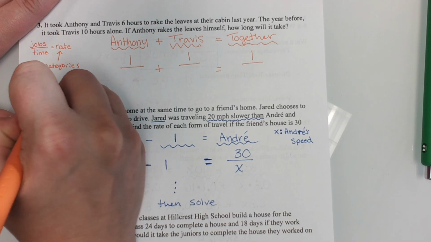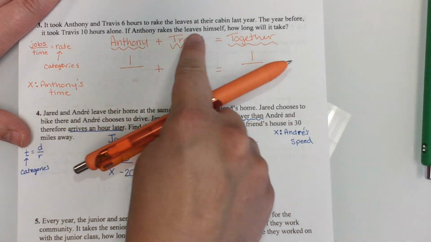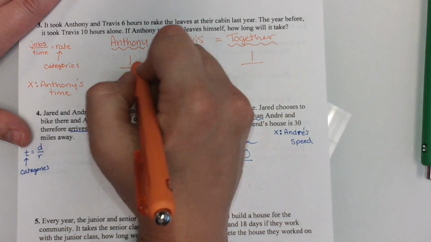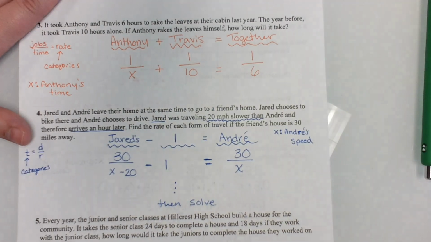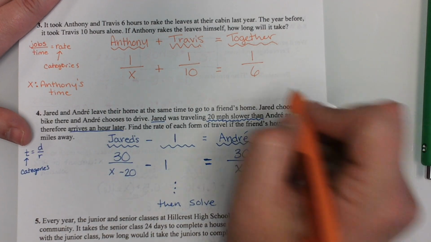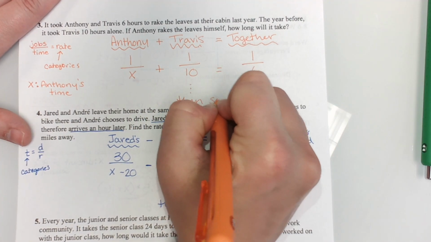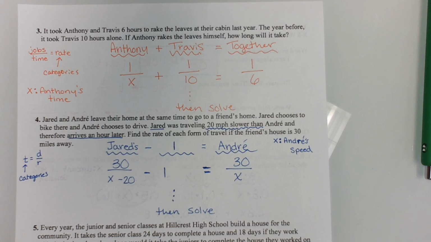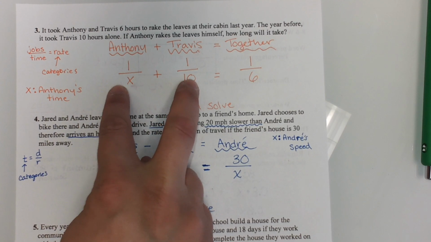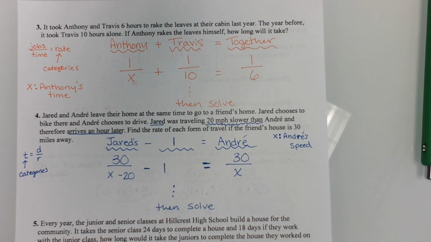Not 10. If Anthony rakes himself, how long will it take? That's the one we don't know. That's x. If Travis does it alone, he takes 10 hours. If they do it together, it takes 6 hours. That's all. Those ones tend to be faster. It's generally 99.9% of the time they're doing one job, and you just do the 1 divided by their individual times. Add the two separate together to get the overall together.